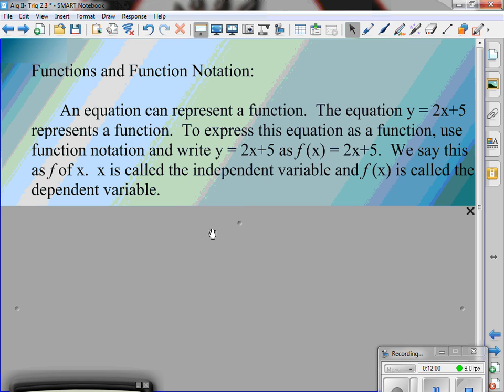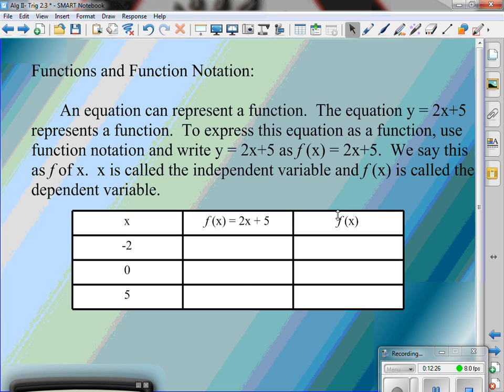Back in Algebra 1, x was the independent variable, y was the dependent variable. f of x and y both depend on what x is. Don't make this more difficult than it needs to be. Instead of writing y equals, you're going to write f of x equals. And then I want you to make this table.